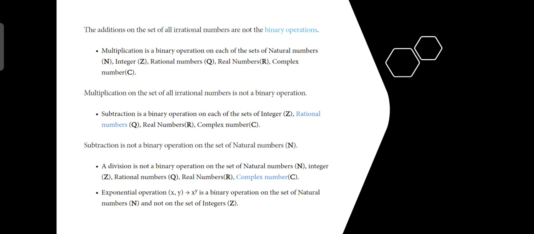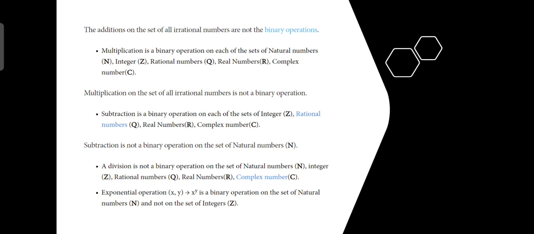Multiplication is a binary operation on the set of natural numbers, integers, rational numbers, real numbers, and complex numbers, as the combination of these numbers gives the resultant in the same set. Next, multiplication on the set of irrational numbers is not a binary operation, because if we multiply root 2 with root 2, then the resultant is 2, but 2 is not an irrational number. Therefore, multiplication is not a binary operation on the set of irrational numbers.